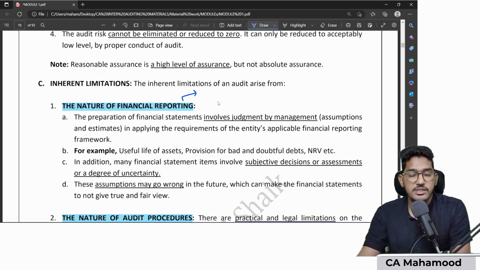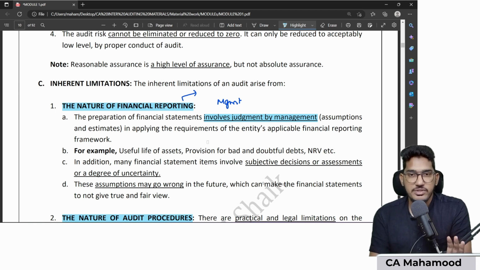The limitation is that while preparing financial statements, there will be various items where management cannot measure everything with accuracy. Some items involve making assumptions and estimates by the management. There will be various items where management cannot exactly calculate the amounts. They need to make some assumptions and estimates.